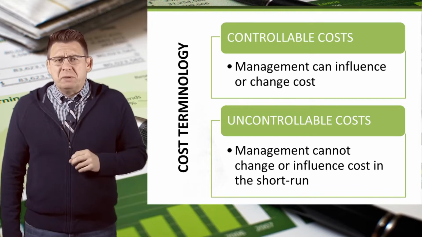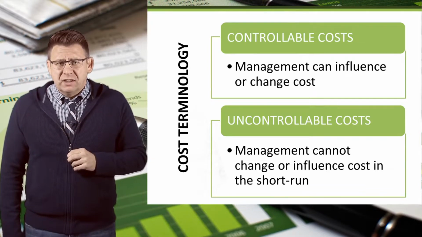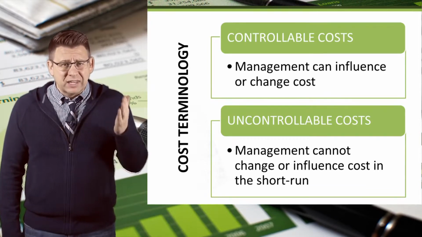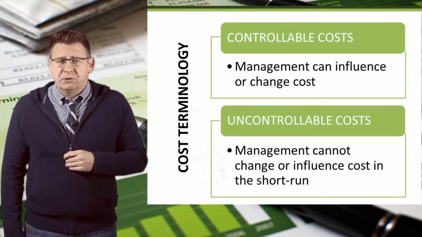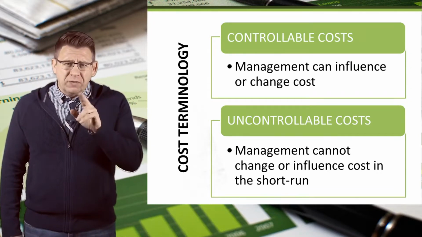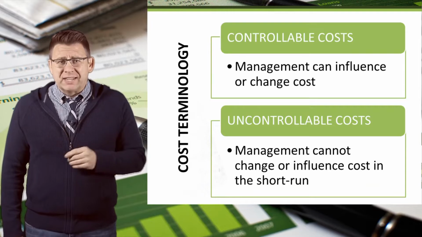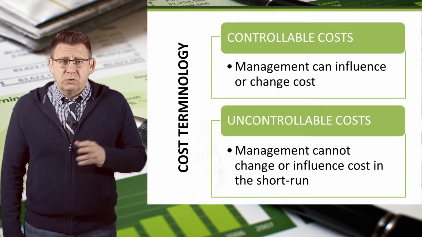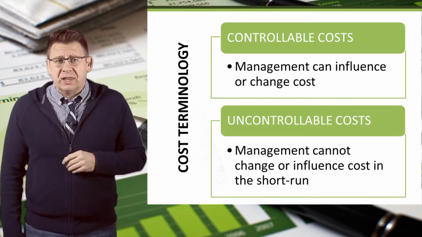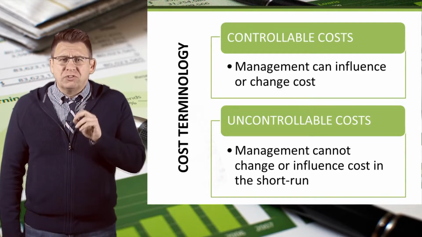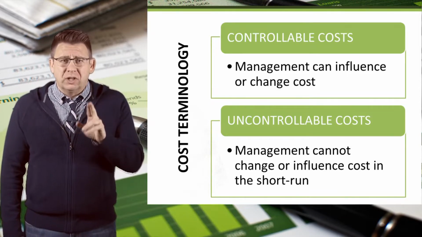An example might be property tax expense. If this expense is too high, there is little management can do about it in the near future. However, in the long run, management may decide to relocate operations to a lower tax municipality. Therefore, almost all costs are controllable in the long run.